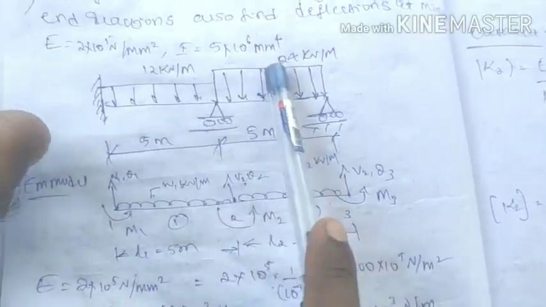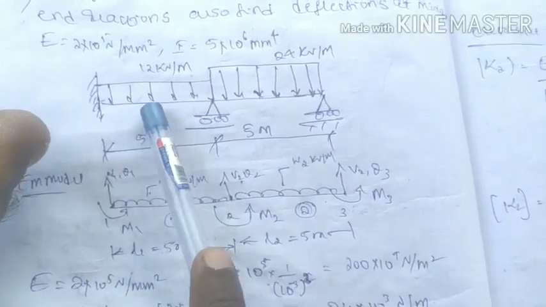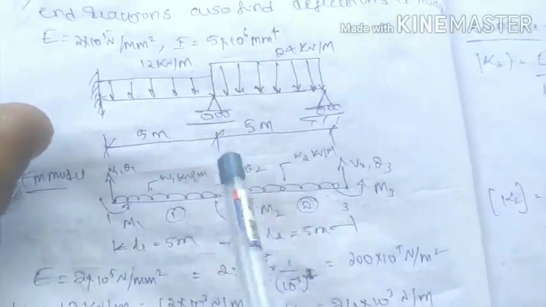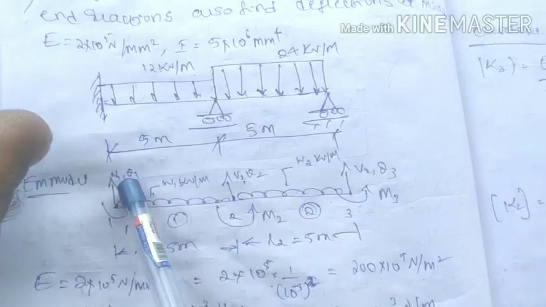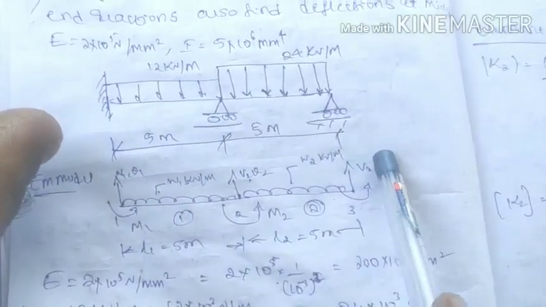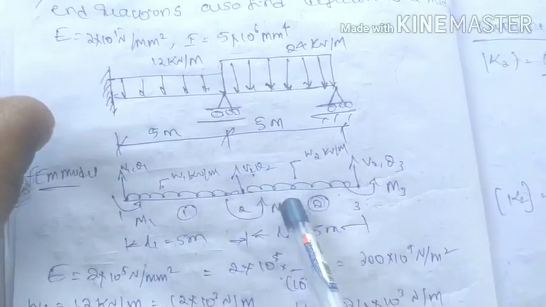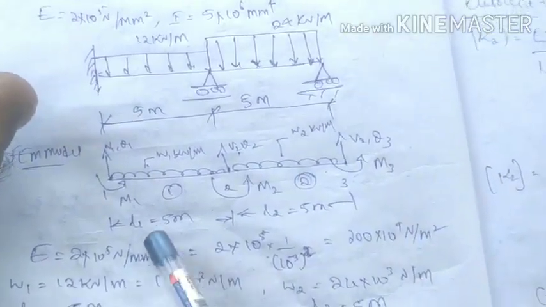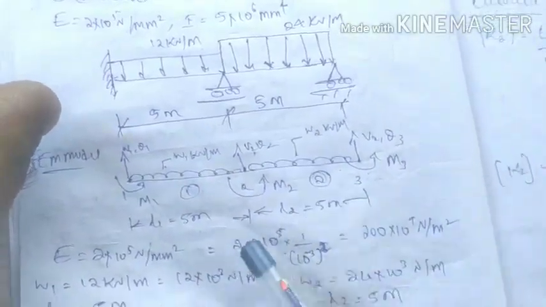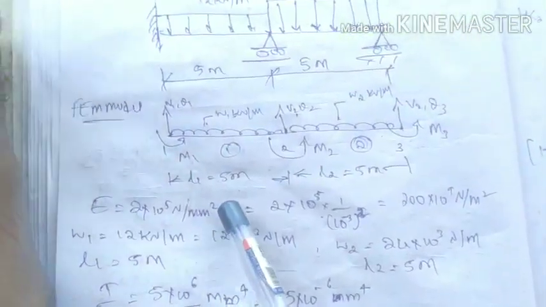So we divide it again into two elements and the corresponding nodes are 1, 2, 3, and the corresponding nodal displacements are V1 theta 1, V2 theta 2 and V3 theta 3, and the corresponding nodal forces are F1 M1, F2 M2, F3 M3, and L1 L2 again it is the same, 5, both are the same length.